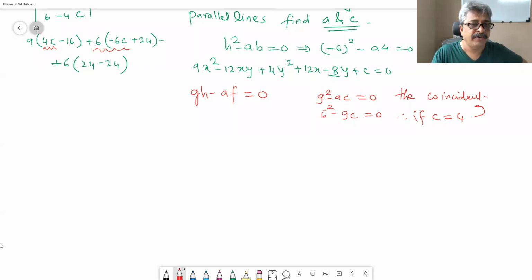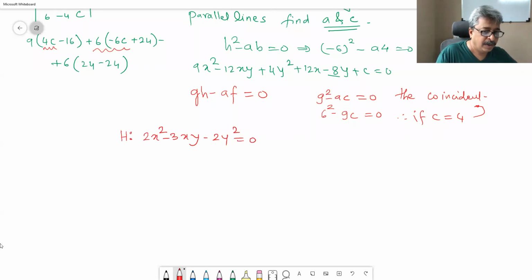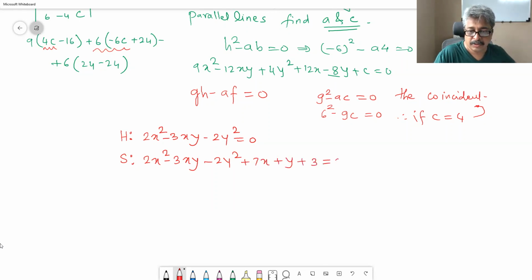Now, if it is a homogeneous equation, then we write the letter H. So H is a POL passing through origin: 2x square minus 3xy minus 2y square is equal to 0. And now S is a POL not passing through origin: 2x square minus 3xy minus 2y square plus 7x plus y plus 3 is equal to 0.